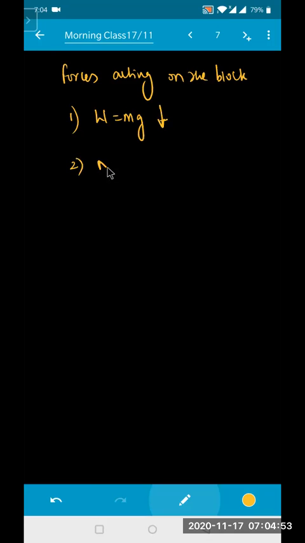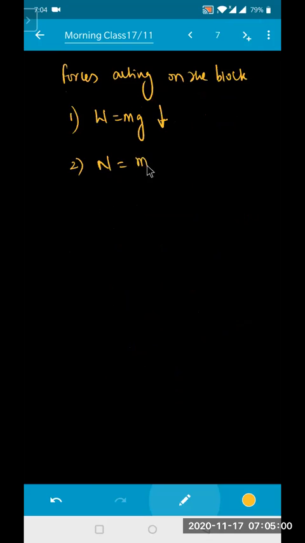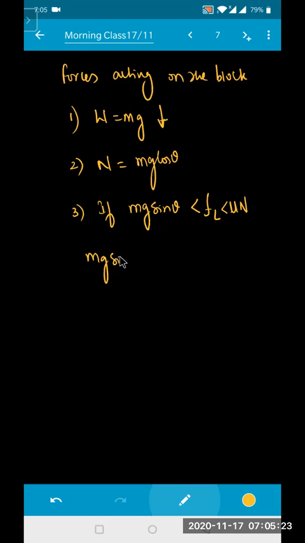The next one is normal. This normal N is equal to how much, beta? This N is balancing your mg cos theta. So N is equal to mg into cos theta. Isn't it? Now, third condition again. If your mg sin theta is lesser than your limiting friction, that means this is lesser than mu into N. That means mg sin theta is lesser than or equal to mu into N.